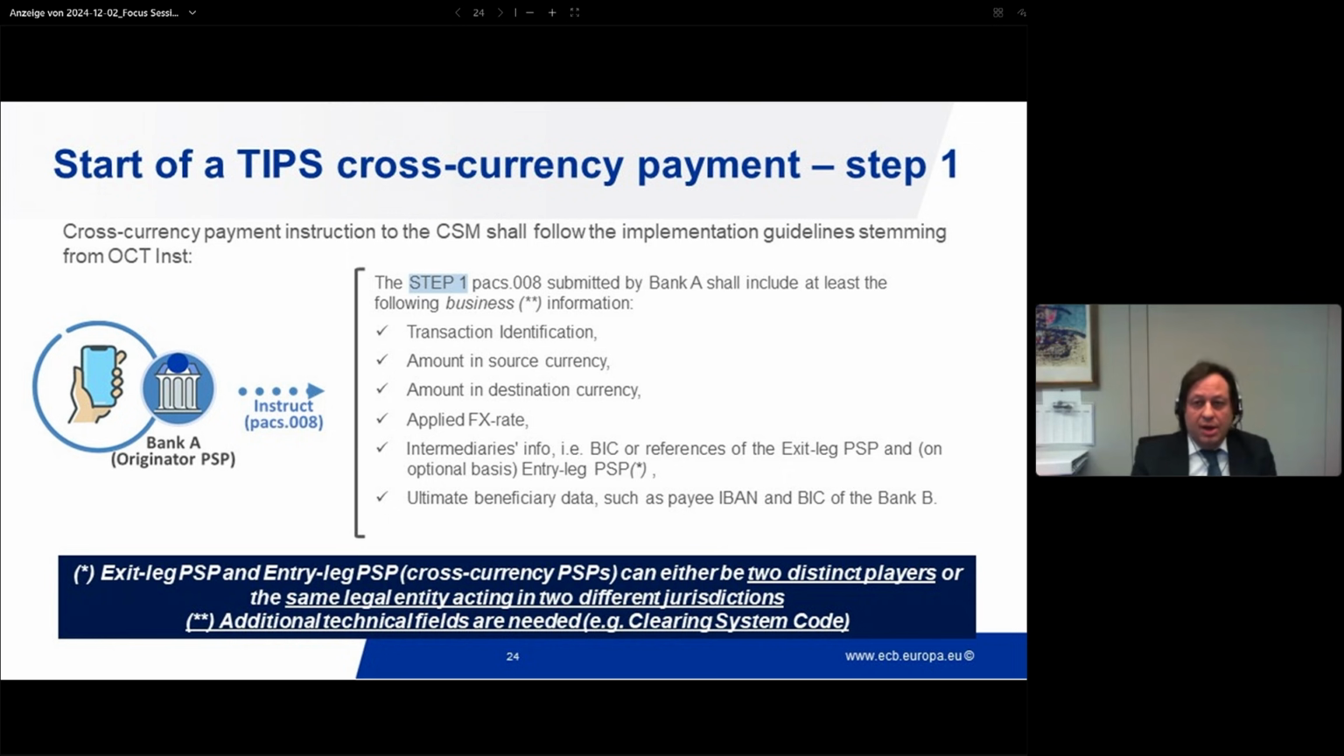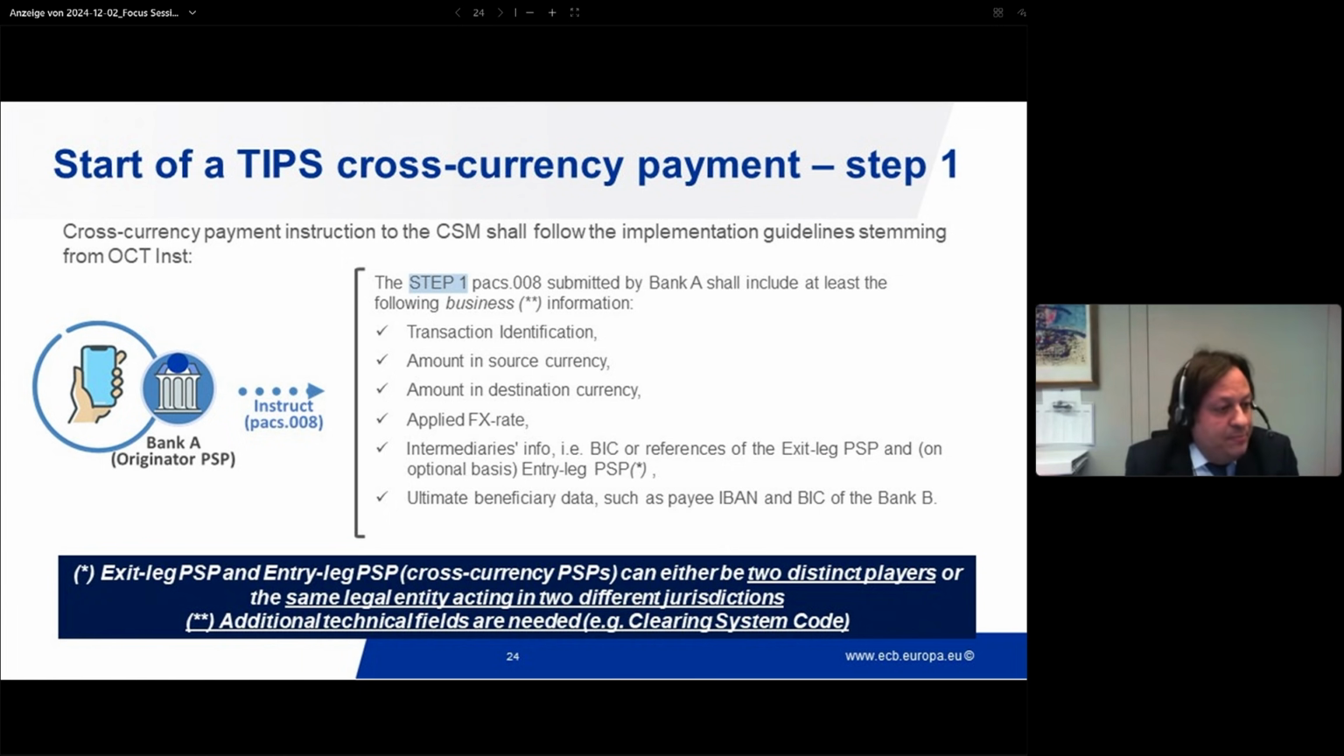So first of all, instead of one single amount and currency, we would need two fields. One for the amount in the source currency and a second one for the amount in the destination currency. And on top of that, there will be an additional tag reporting the FX rate that should be applicable for that specific transaction.